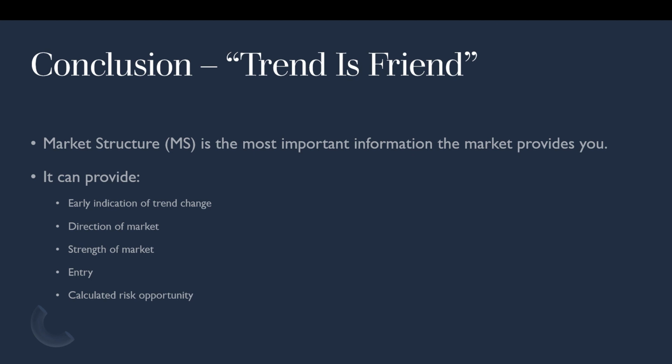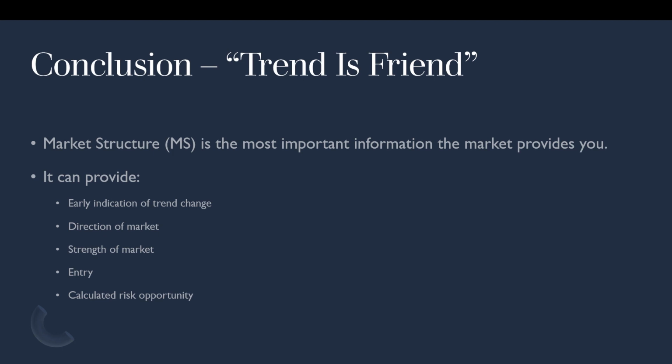Is everything very orderly or is it sloppy? That's going to be a representation of strength in the market, or weakness if it's bearish. But you can trade short or long, so it doesn't matter which direction it's going as long as it's orderly and you're able to profit from it. Market structure provides you entry and it provides you calculated risk opportunities. That is the most important thing.